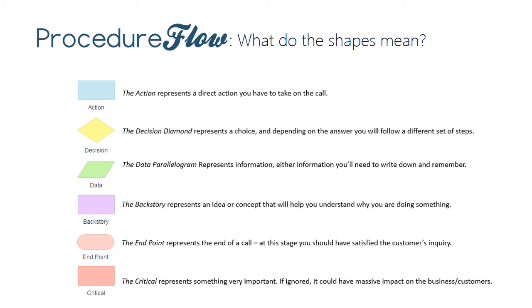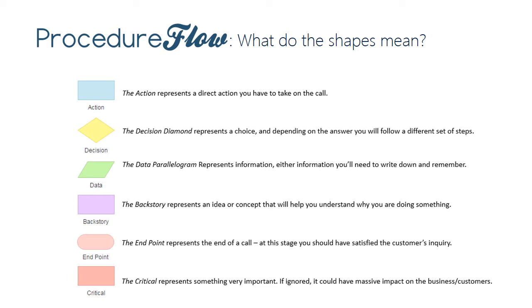Each shape in Procedureflow has a unique purpose, and it's important to know what each shape means to have a full understanding of the flows. The action shape represents a direct action that must be taken, clicking a link, asking a question, or advising the customer. The action shape is also used to set up the home page. The decision diamond represents a choice or a fork in the road. Depending on the answer, you'll follow a different path and a different set of steps.